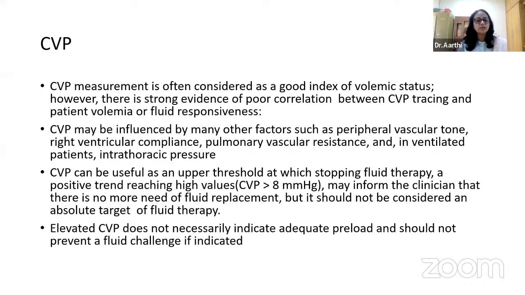CVP is not a good predictor of fluid responsiveness because it is influenced by many other factors like peripheral vascular tone, right ventricular compliance, and pulmonary vascular resistance, and in ventilated patients it doesn't reflect the right-sided pressure; it is usually on the higher side. CVP can be a useful indicator as an upper threshold at which to stop fluid therapy. For example, a positive trend reaching a higher value may inform the clinician that there is no more need for fluid replacement. It should not be considered an absolute target of fluid therapy. An elevated CVP does not necessarily indicate adequate preload and should not prevent a fluid challenge if indicated.